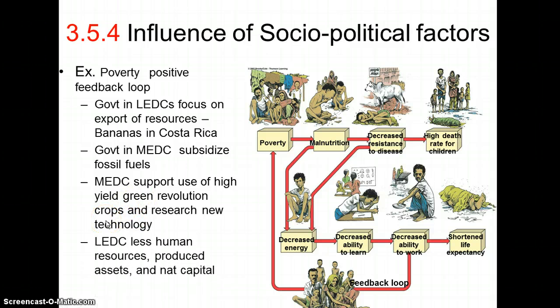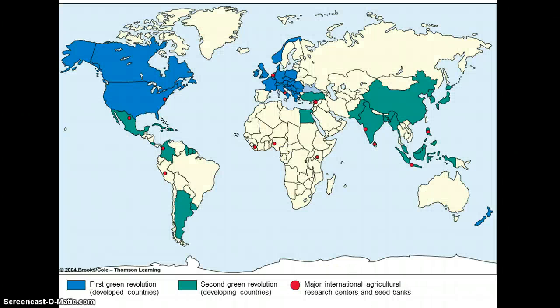And then unfortunately, the LADCs have less human resources, less produced assets, and less natural capital because their overall well-being is much less, their standard of living. And it becomes this self-fulfilling prophecy where they're able to do less growing of the food, less buying of the food. Very unfortunate. So very positive feedback loop.